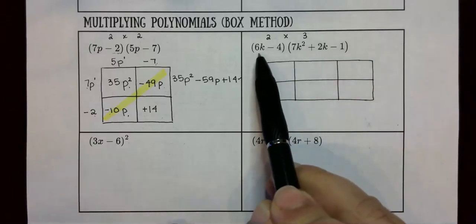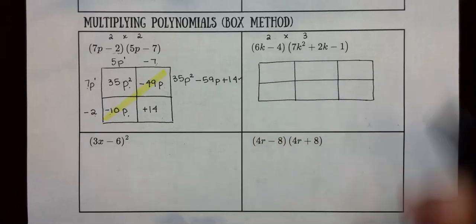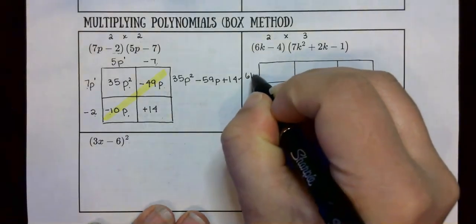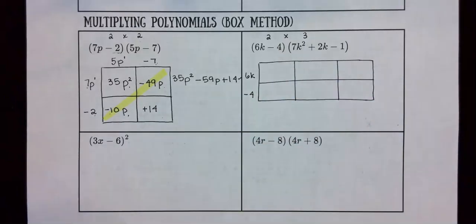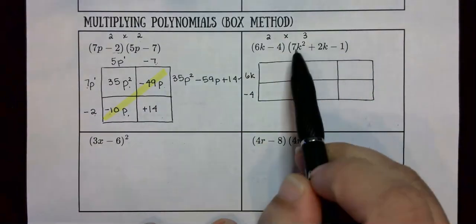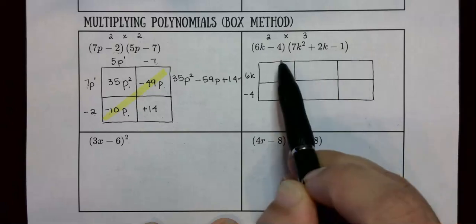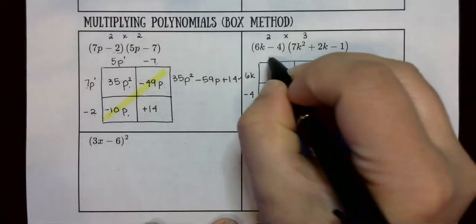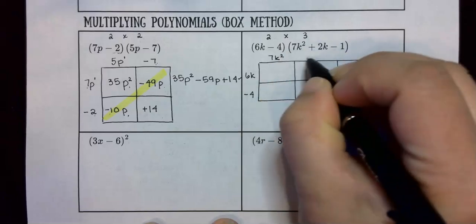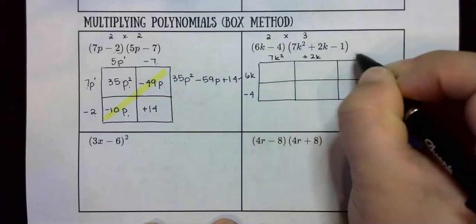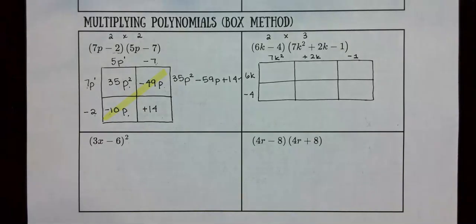Now I'm going to take my two terms, which is the 6k minus 4, and write them on the same side. And then we're going to take the second parentheses, take our three terms and write one on top of each column. So 7k to the second plus 2k minus 1. And you're going to notice that when I write this out, I use every single thing: all the numbers, the variables, the exponents, and even the signs to let you know if that's a positive or a negative number. So continue to use everything inside those parentheses.